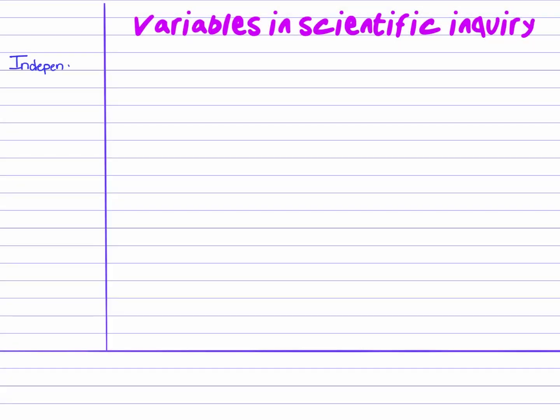Welcome back, scientists. Today we're going to talk about variables in scientific inquiry. The first variable we're going to discuss is the independent variable. This is what I, as the scientist, change in the experiment.